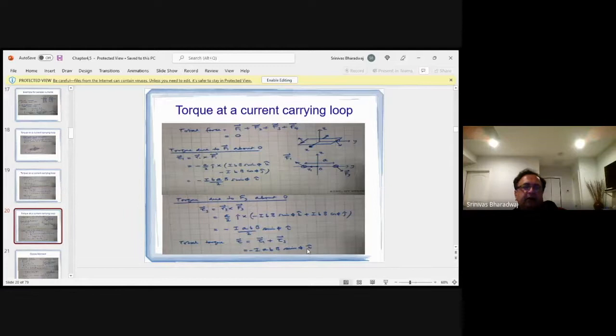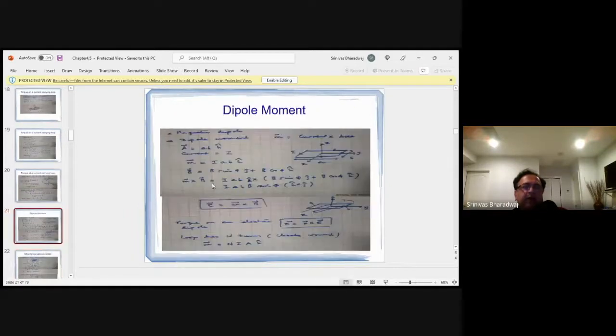IAB sine phi. And this torque is also measured using, so we define this term M, which is the magnetic dipole. It is I times A times B, where A and B are the two lengths. I times A times B is M, and B is, of course, the magnetic field. So the torque is M cross B. Okay, and so M is N times IA. So if you have n turns, your magnetic dipole moment is going to be n times I times A.